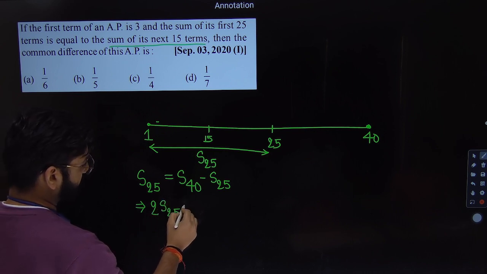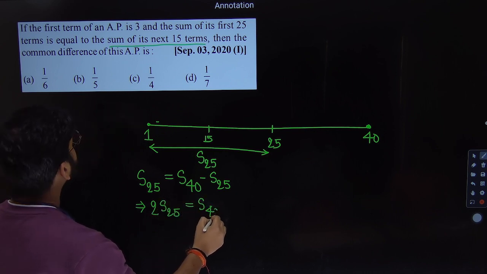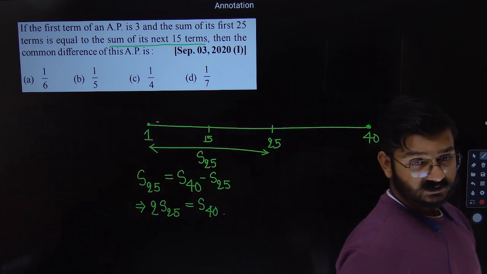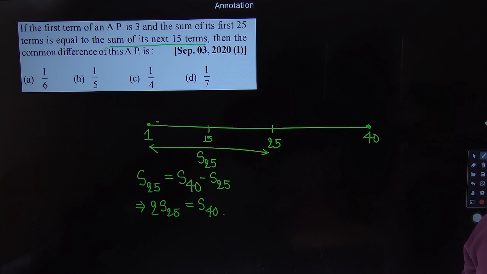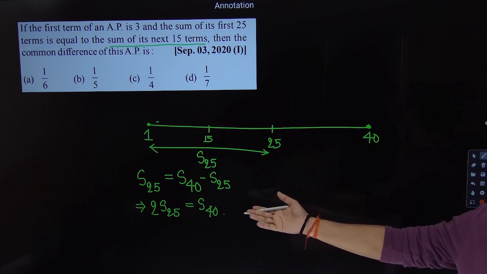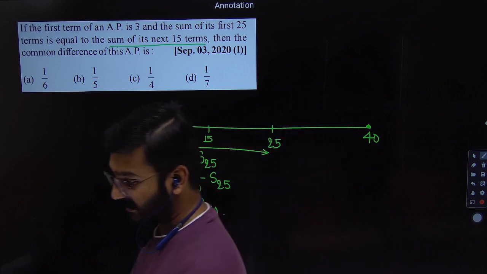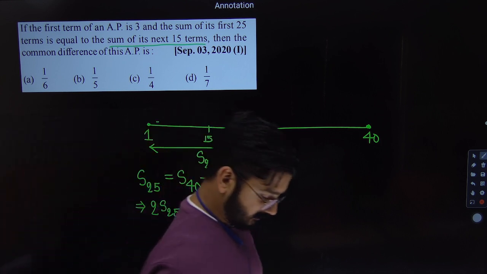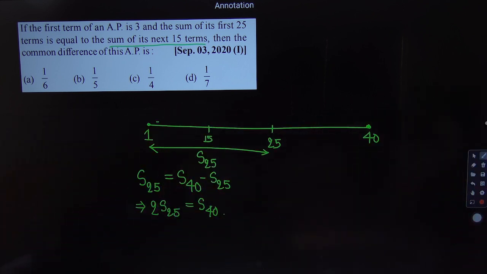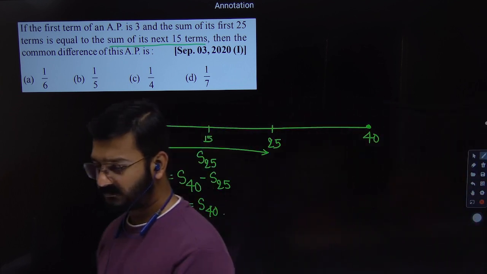1 by 6. Noted. Solve it now. Substitute the formula. First term is given, 3. So the only unknown in this is what? D. Calculate quickly. Yes, Puneet, 1 by 6. I think 1 by 6 should be correct. I remember. Yeah, 1 by 6 is correct. Very good.